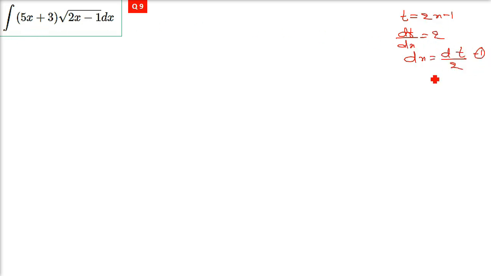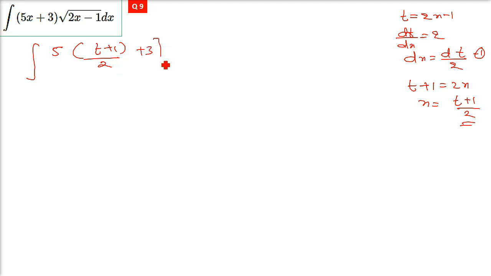And now all this x has to be replaced by t. So what is t? t is 2x minus 1, so x will be t plus 1 by 2. Whenever we encounter x, you have to write t plus 1 by 2. So 5 into t plus 1 by 2, plus 3. This is the one term, and the other is under root t only, because that's what the question is all about. That is the main logic. You can take 2x minus 1 as t, p, q, it's up to you.